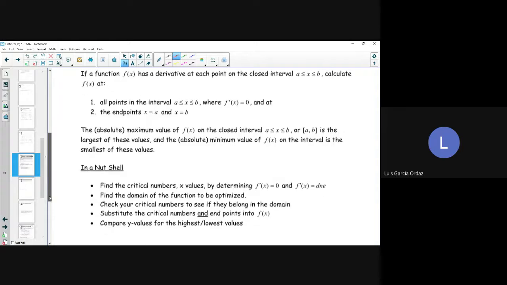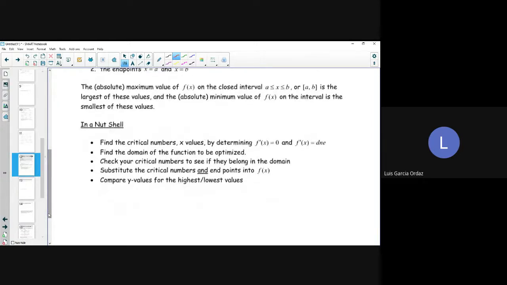So, similar to graphing, find the critical numbers, the x values, by determining where f prime of x is equal to 0, and wherever f prime of x does not exist. So if my denominator is 0, you cannot evaluate it at that point, which means there's going to be an asymptote of some sort.